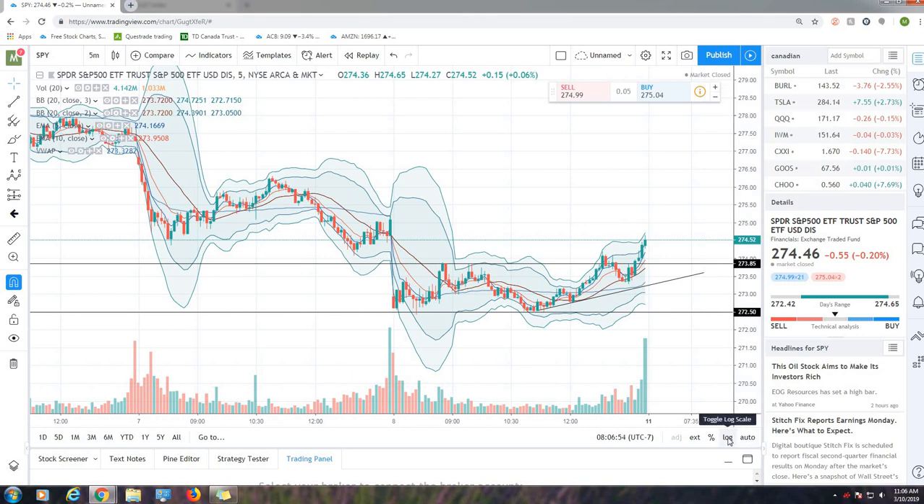The log scale here changes the visualization of the price. I normally just use linear. Personally, I haven't had any problems with it, so that's just what I'm going to stick to.